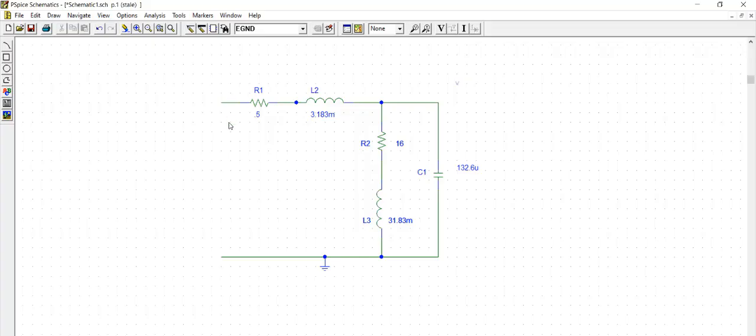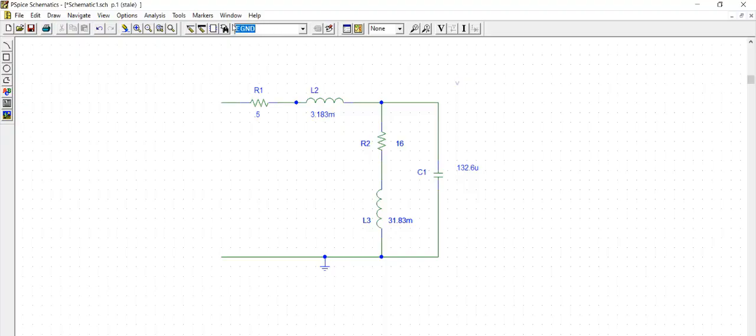Now we know that there are two types of AC source in PSpice. One is VSIN, another one is VAC. We can use VSIN for transient analysis, or in other words, if we want to see the output with respect to time. But if we want to do steady state analysis, or a frequency sweep, we use VAC, because with VAC we can change the frequency.